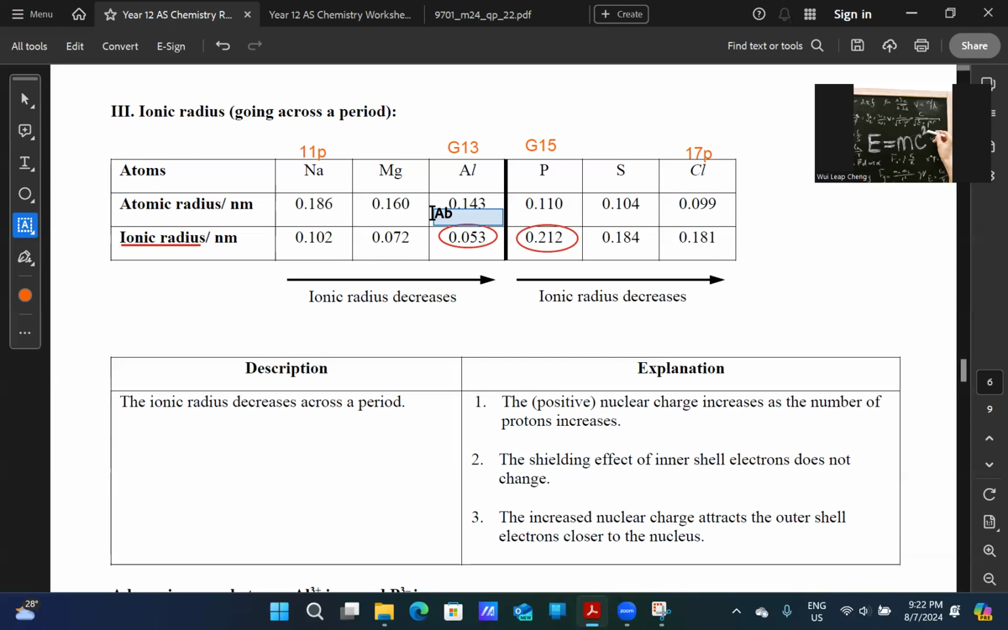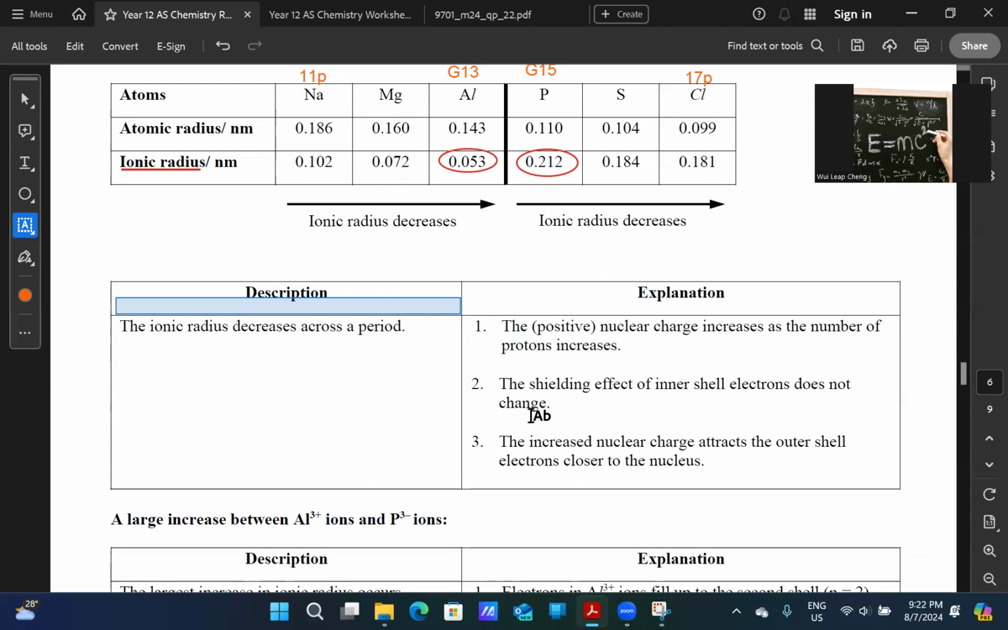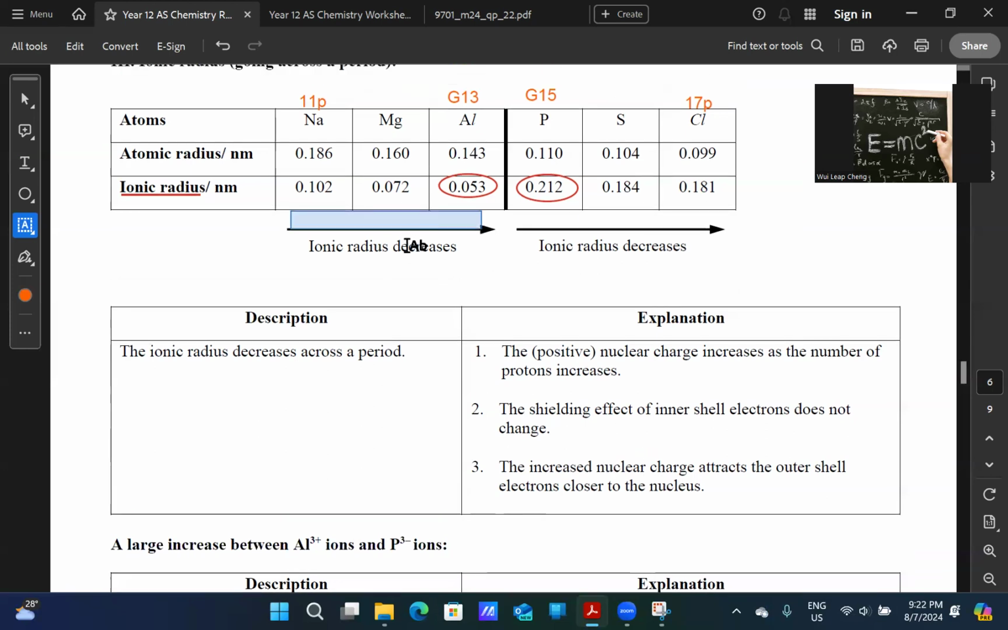Okay? Now, the increased nuclear charge attracts the outer shell electrons closer to the nucleus. As the nuclear charge increases and the shielding effect doesn't change, the increased nuclear charge can attract the outer shell closer to the nucleus. So the ionic radius decreases.